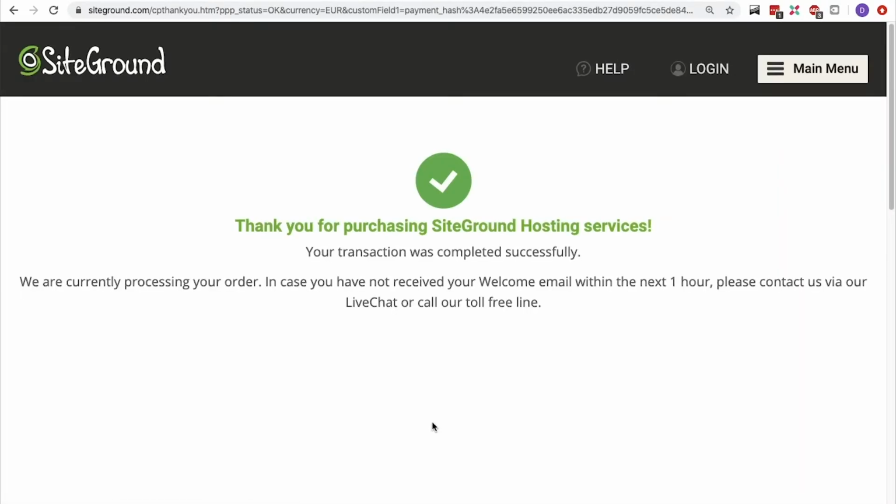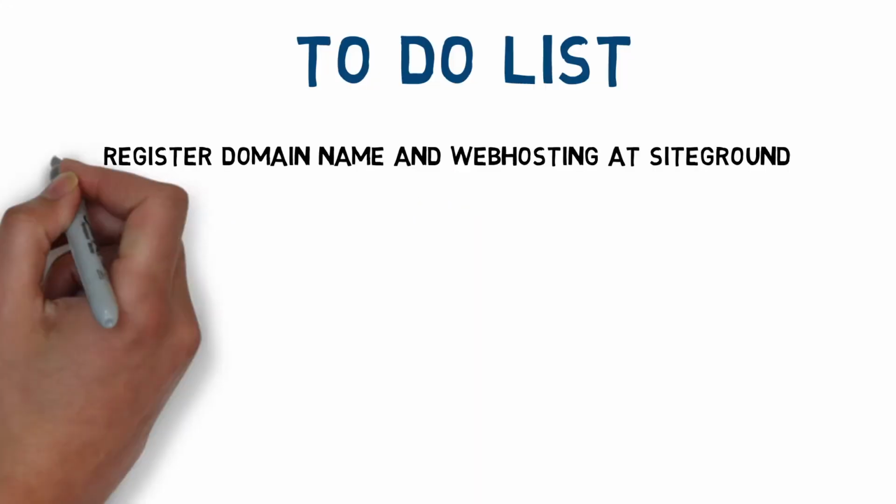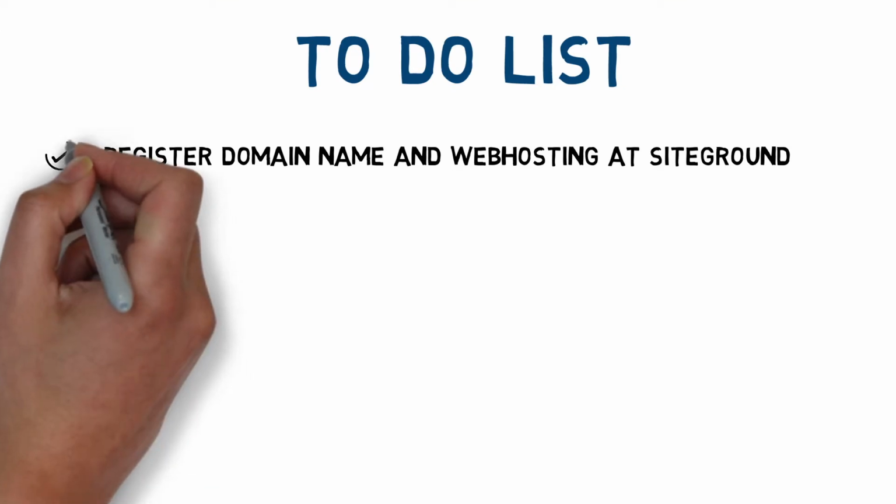Now, if you ordered a local domain name, for example .de or .nl, it can take them 1 hour to process the order, but a .com domain should be live right away. Okay, that's it for registering the domain name and hosting.